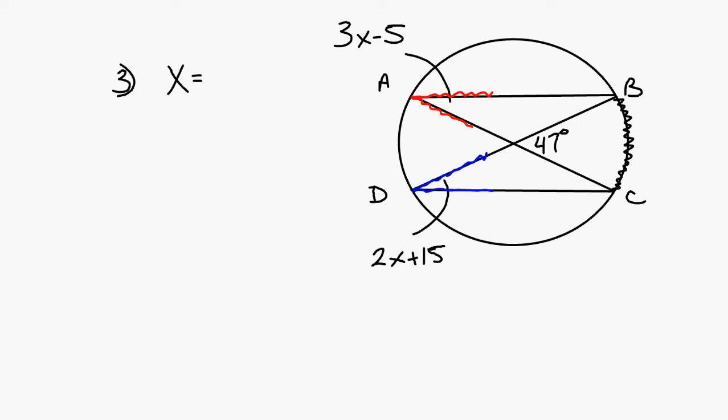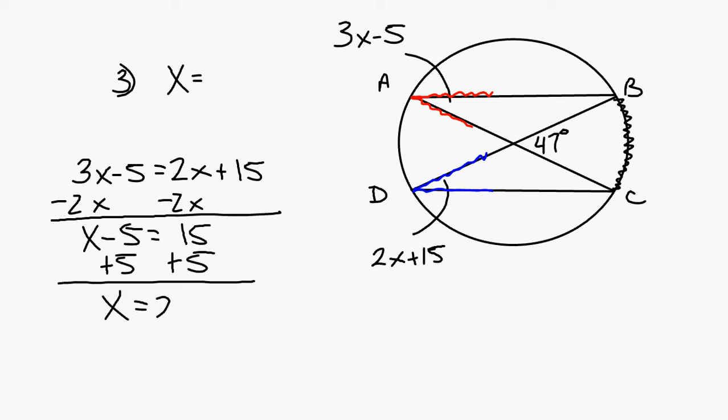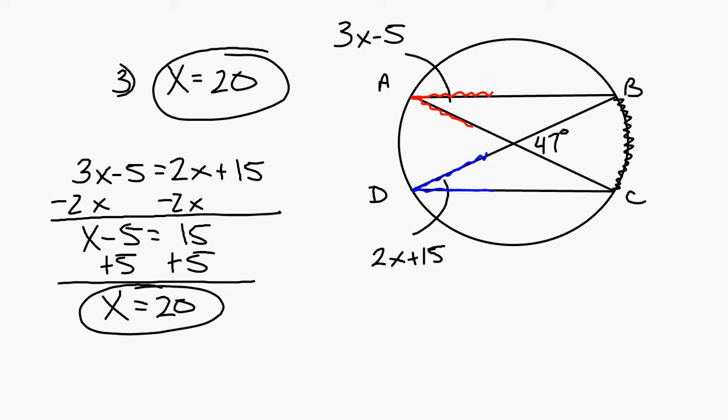So your 3x minus 5 is equal to 2x plus 15. You can subtract 2x from each side. And x minus 5 equals 15. And then you can add 5 to each side. And x is equal to 20. So boom, 20. And that's all they're asking for in that question.